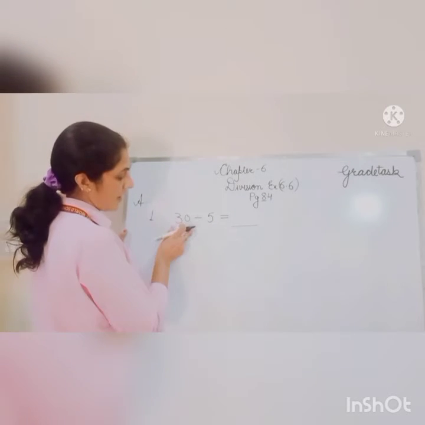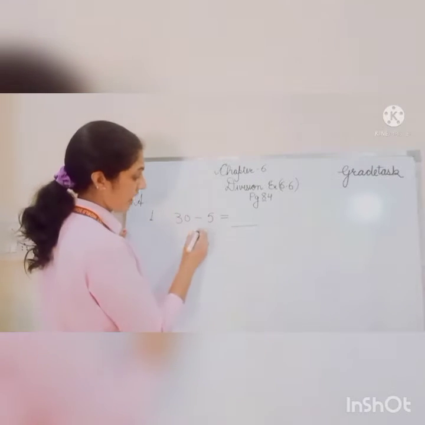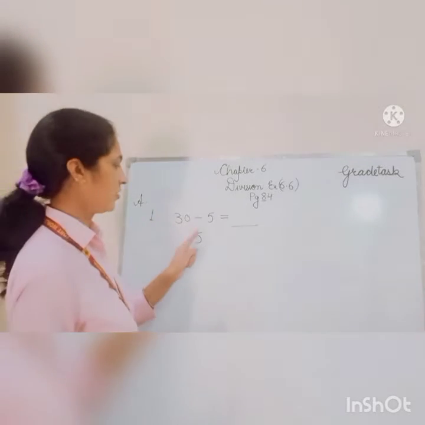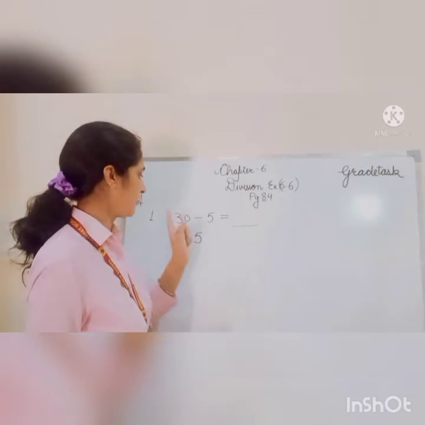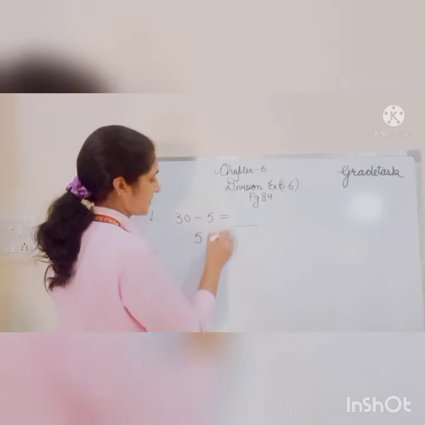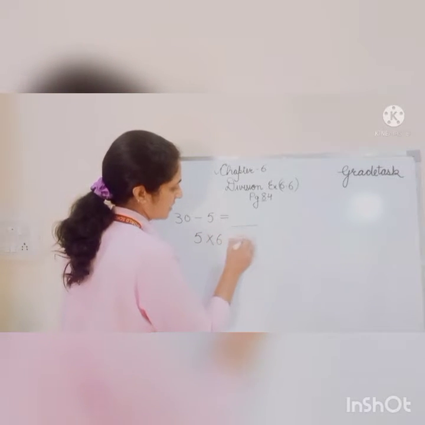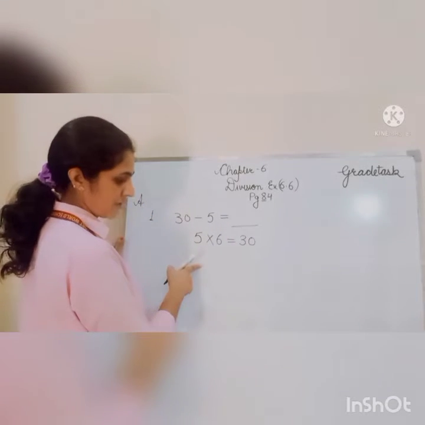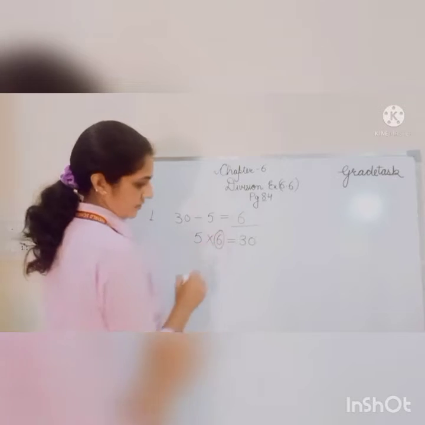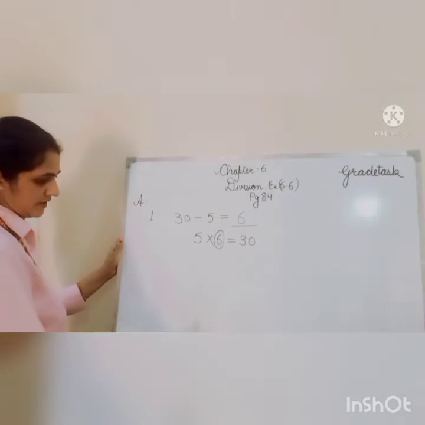See, we have to look for 30 in the 5 table. We will start reciting the 5 table. In the 5 table you have to see where 30 is coming. So 5 ones are 5, 5 twos are 10, like this. 5 sixes are 30. So your answer will be 6.